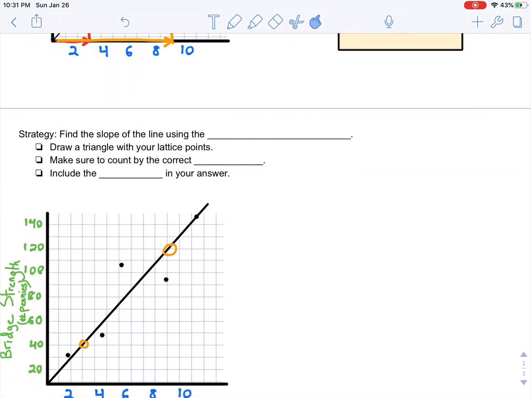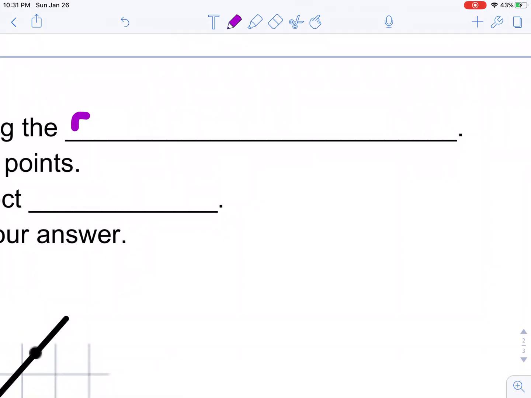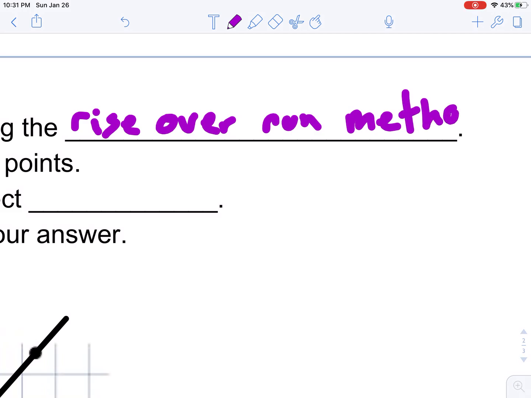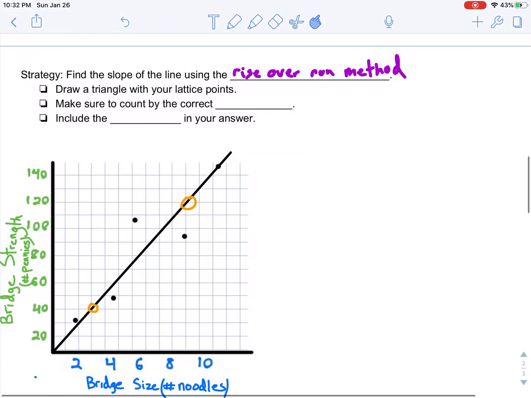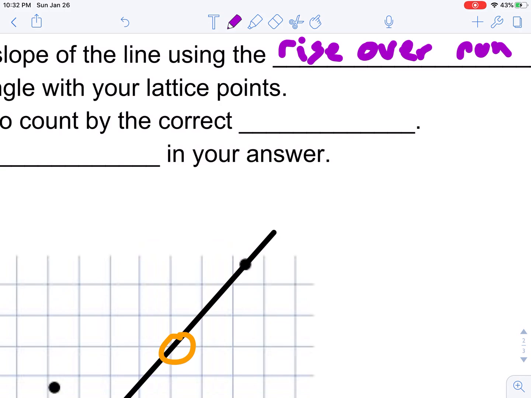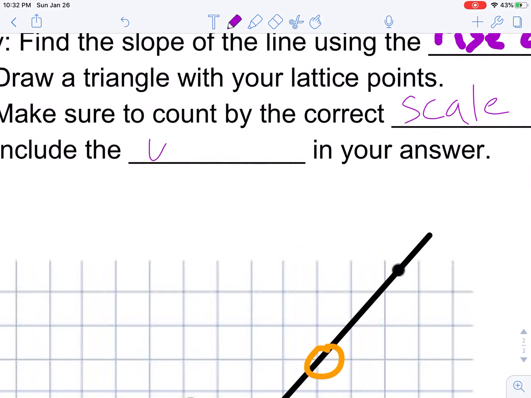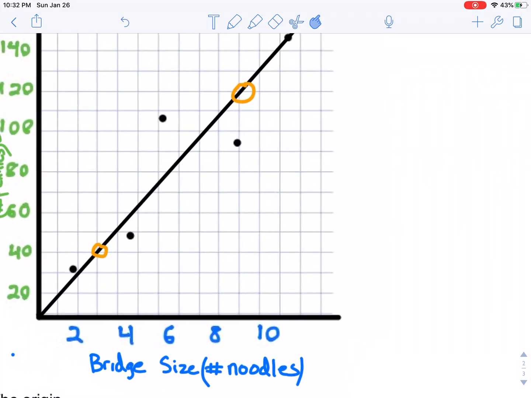So let's find the slope using the rise over run method. What does this method look like? Well, we have to draw a triangle with our lattice points. We have to make sure to count by the correct scale, and we're going to include the units in our answer. Okay, so draw a triangle. You guys know how to do this one.